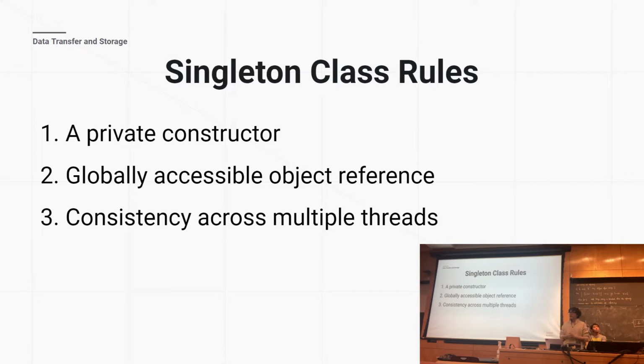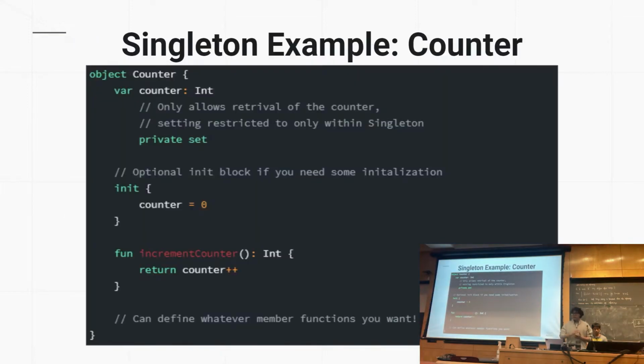And just to clarify, once again, Kotlin makes it very easy for us, because when we build it, it will automatically fulfill these requirements for you. So how do we actually go about building these singletons within Kotlin and within our apps? Well, here is an example. Simply, this is a centralized counter.